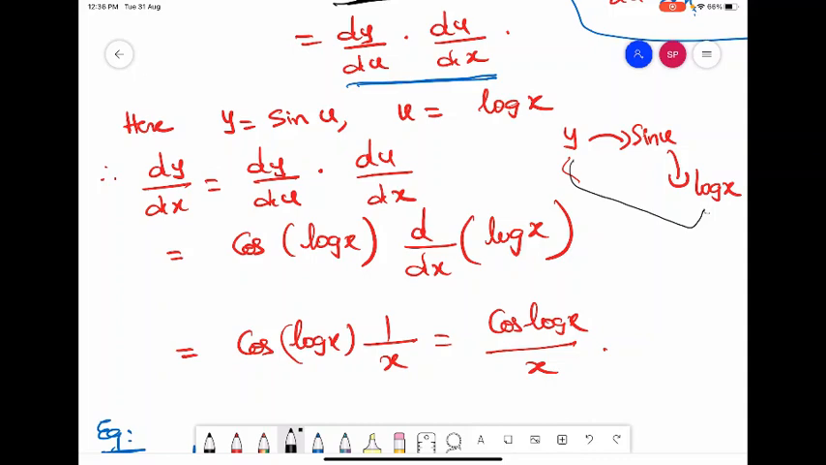Right. So I want to differentiate with respect to x. What is the derivative of sine? First I have to concentrate on sine. That is cos. So I have dy by du means cos of log x into, what is du by dx? Derivative of u. That is derivative of log x, d by dx of log x. So cos of log x into derivative of log x is 1 by x. So which is equal to cos of log x by x. Hope it is clear. So this is how we do the chain rule.